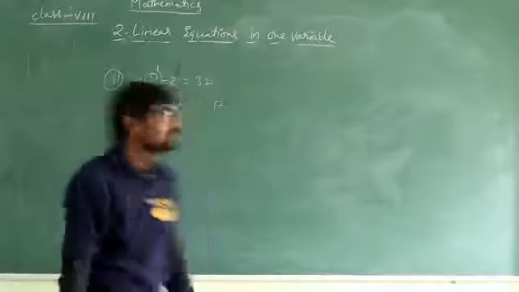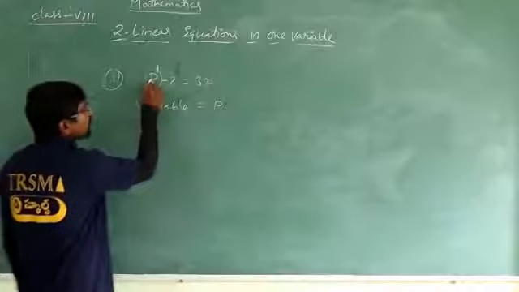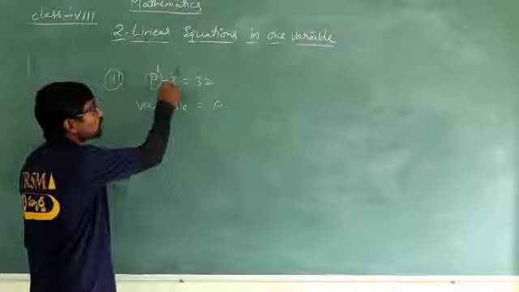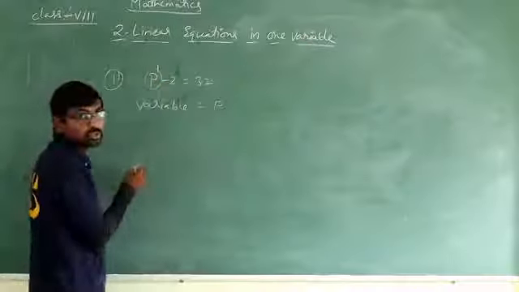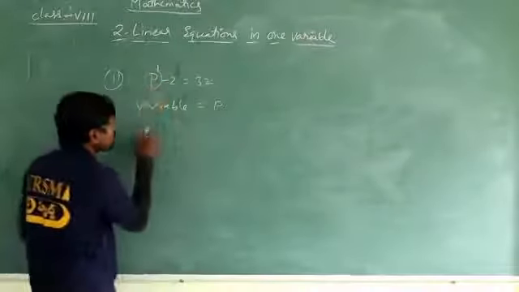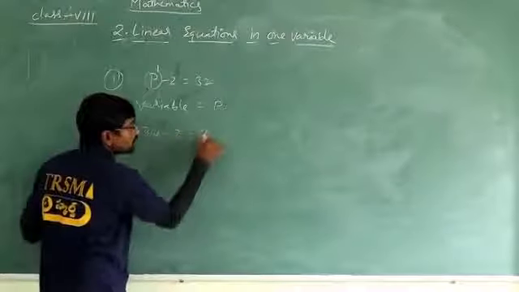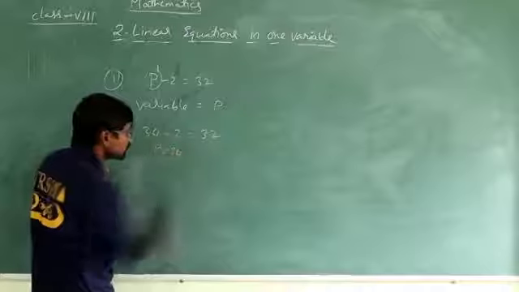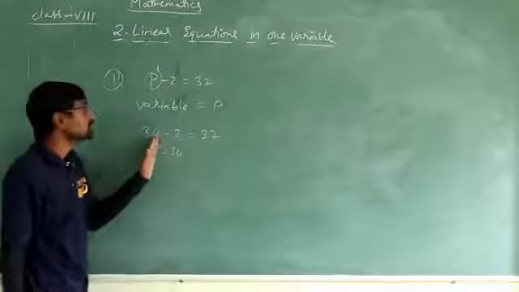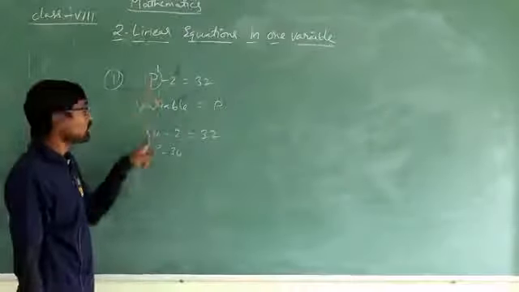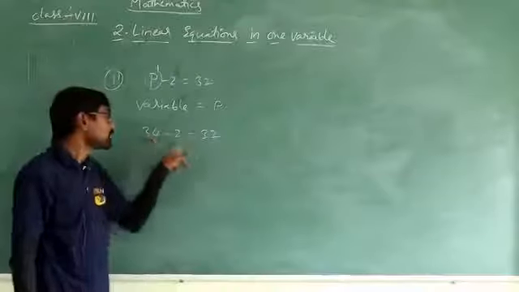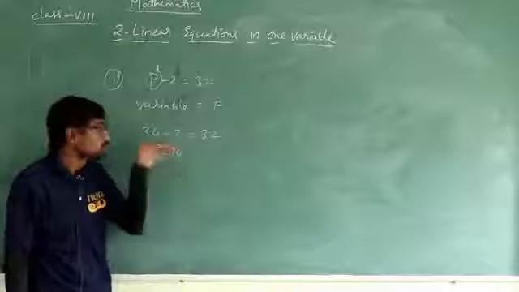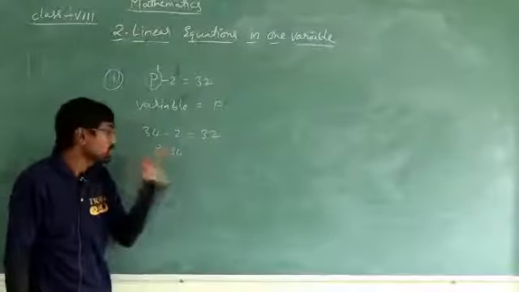How will we find it? Very easy. For what value of p, when I subtract 2, will I get 32? For the value of 34, if I subtract 2, I will get 32, isn't it? It means that the p value is 34. If we are taking it directly, you can take it like this: if I take the value of p as 34 and remove 2 from 34, then I will get the exact answer 32. So directly, doing it in your mind, you can tell the answer.